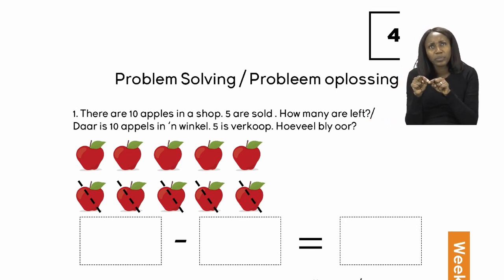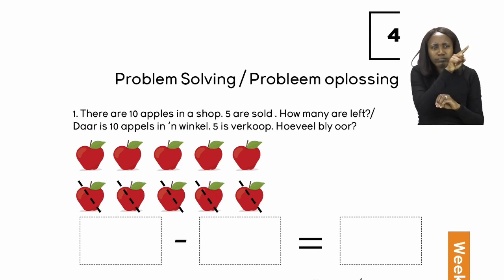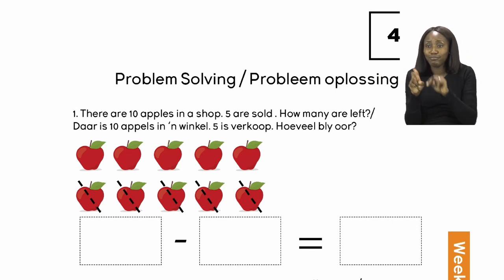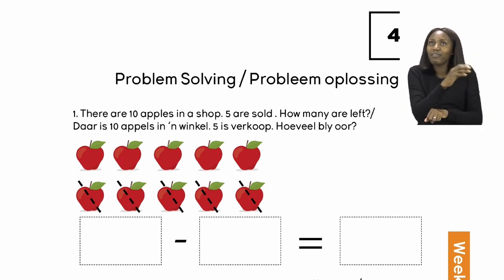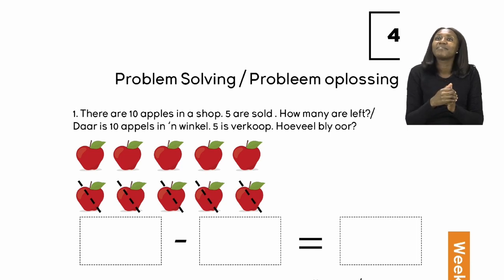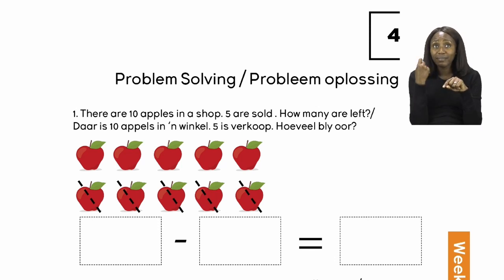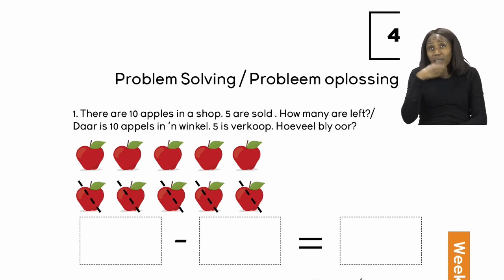So we're going to count the ones that are left, the ones on top. 1, 2, 3, 4, 5. There are 5 apples left. So your job, my dear children, is to write the number 5 in the last box. Now our sum says 10 minus 5 equals 5.